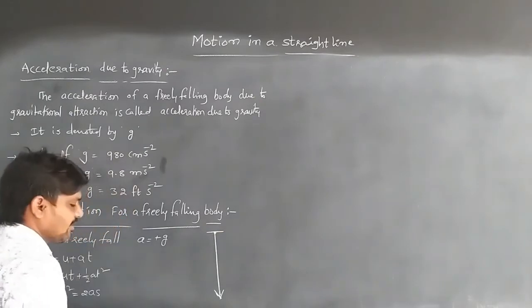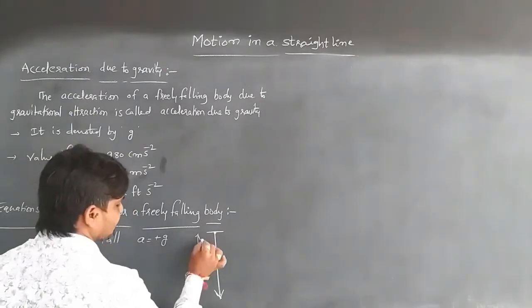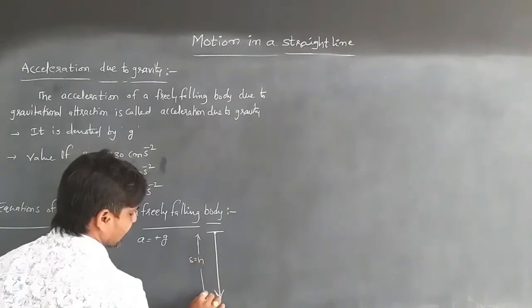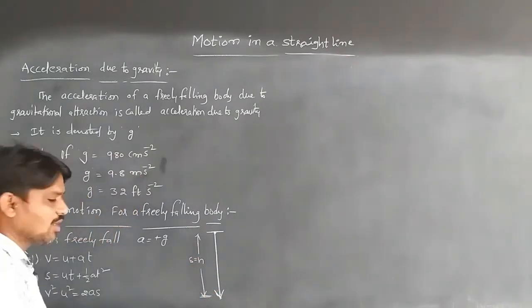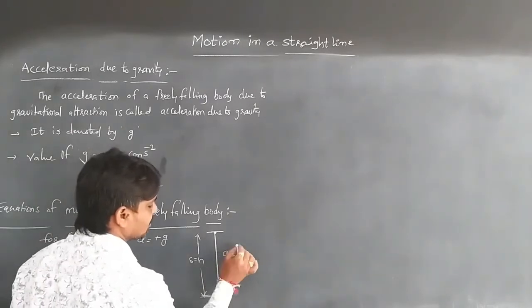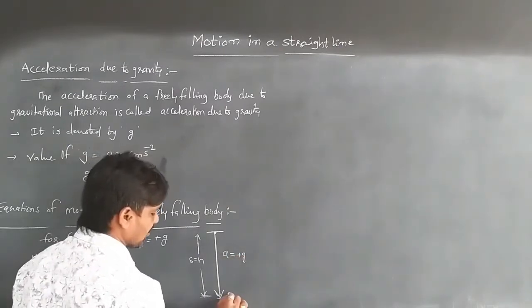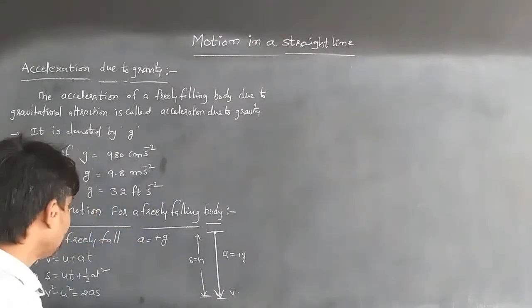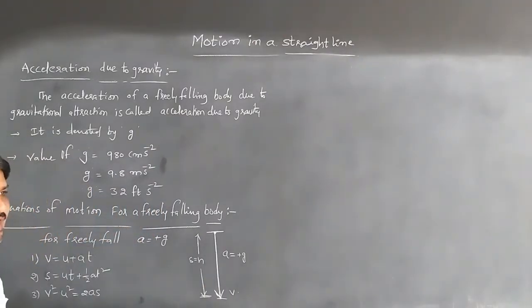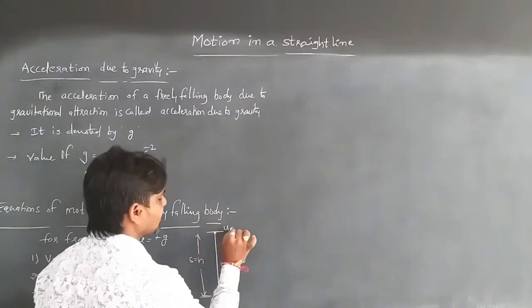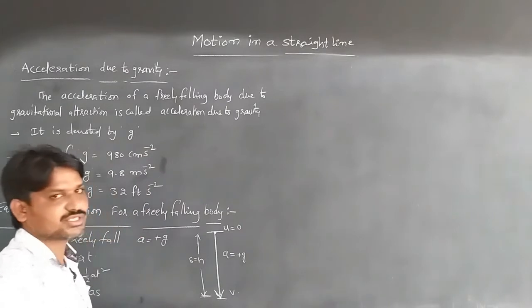If we consider that the height will be h, then the displacement of the body is s is equal to h, and under the gravitational effect, the body is moving vertically downward. So that's why a is equal to plus g. Whenever it reaches near the ground, the velocity possessed will be v.